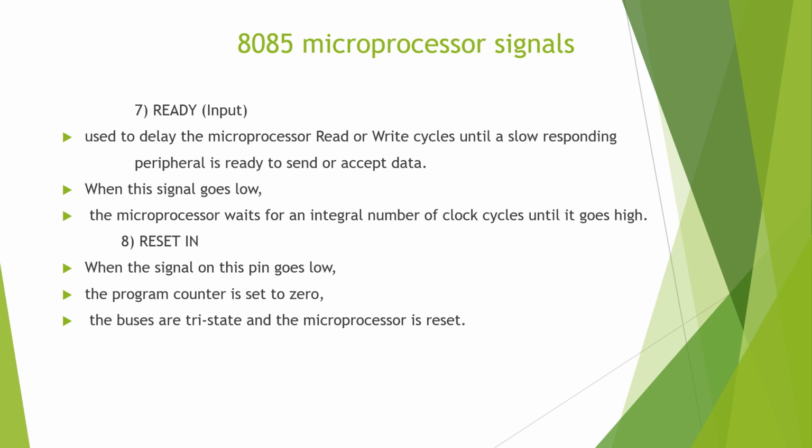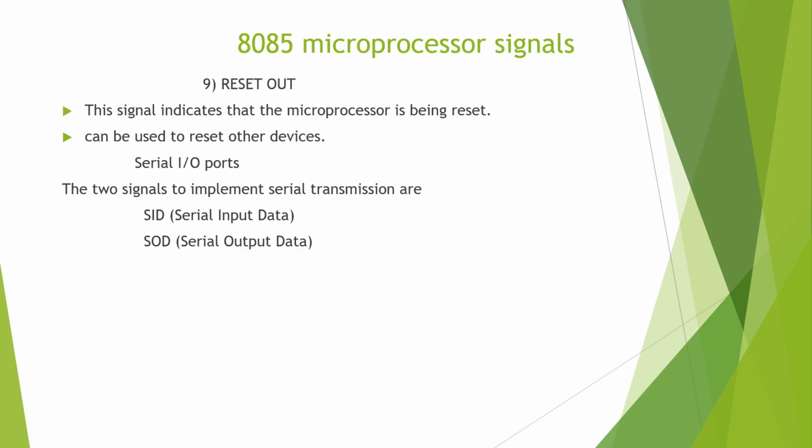The next signal is RESET IN. When the signal is low on this pin, the program counter is set to 0, the buses are in tri-state and the microprocessor is reset. Tri-state means a very small current flows in the microprocessor. The RESET OUT signal indicates that the microprocessor is being reset and it's also used to reset other devices. The two signals to implement serial transmission are SID, which is serial input data, and the second one is SOD, which is serial output data.